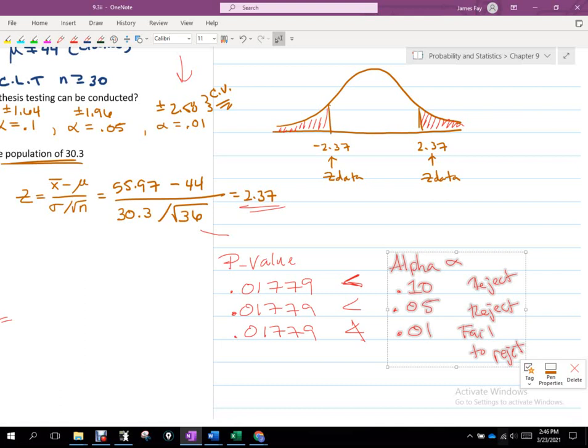Our confidence level, right? Okay, so at 90% confidence, we reject. At 95% confidence, we reject. But at 99% confidence, I'm not sure. I fail to reject it. Don't have the evidence to do that. Does that make sense? Okay.